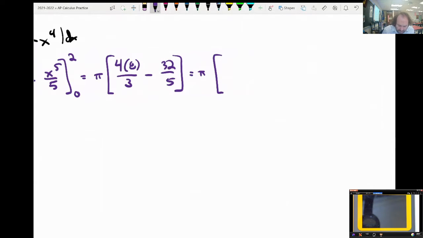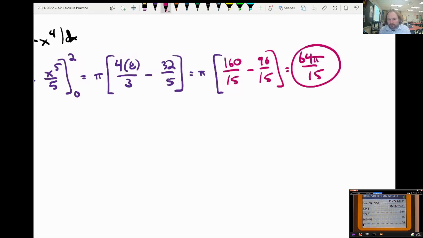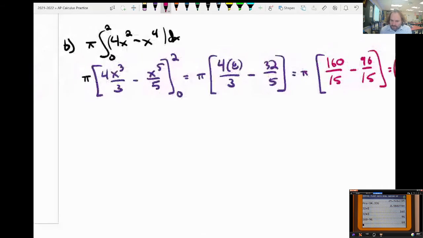So we have to convert to make the same denominator. 32 times 5 is 160, so this is 160 over 15. And 32 times 3 is 96, minus 96 over 15. And so 160 minus 96 is going to give us 64 pi over 15. That's the final answer I have for this problem. Bada bop bop boom. Not super cool, but also kind of doable.